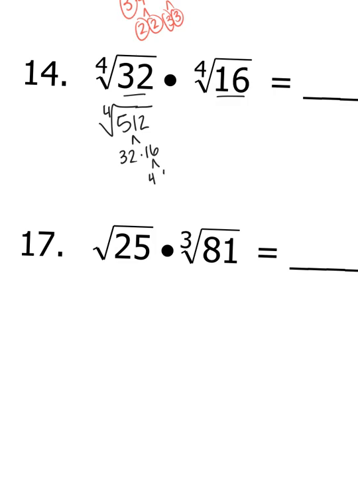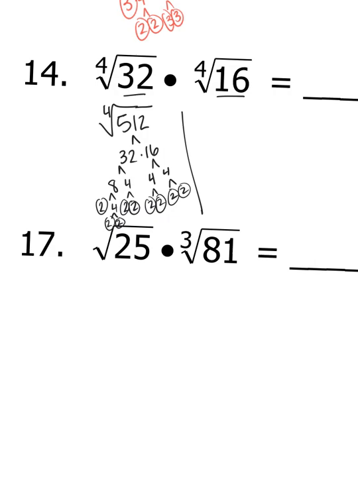16 is the same as 4 times 4, which is the same as 2 times 2 times 2 times 2. All of them are prime. 32 could be broken down into 8 times 4. Oh my gosh, here's some more 2's. And then 8 could be broken down into 2 times 4. Oh my gosh, there are so many 2's going on. I'm really glad that I circled them to keep them all organized.